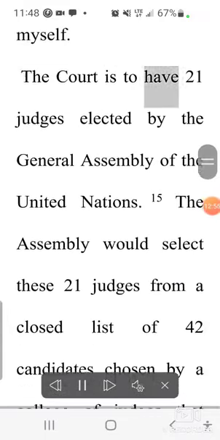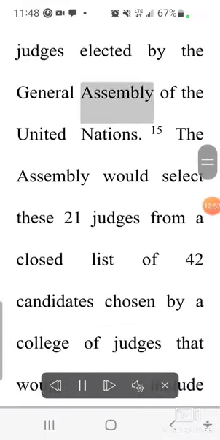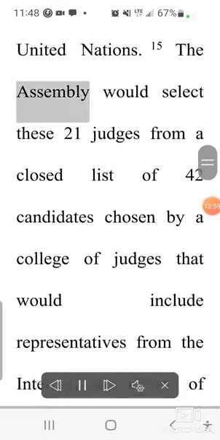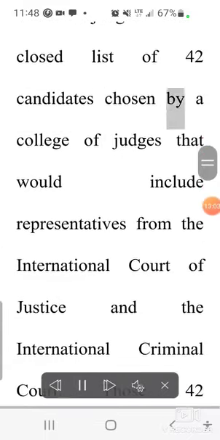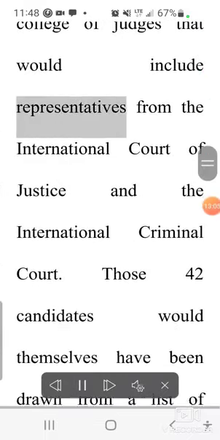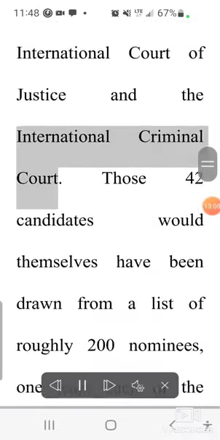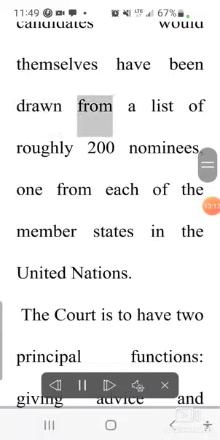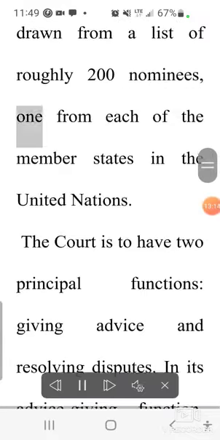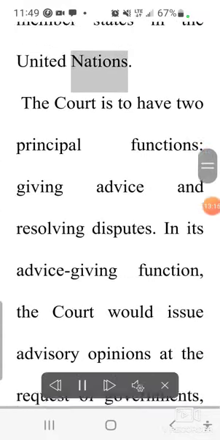The court is to have 21 judges elected by the General Assembly of the United Nations. The Assembly would select these 21 judges from a closed list of 42 candidates chosen by a college of judges that would include representatives from the International Court of Justice and the International Criminal Court. Those 42 candidates would themselves have been drawn from a list of roughly 200 nominees, one from each of the member states in the United Nations.